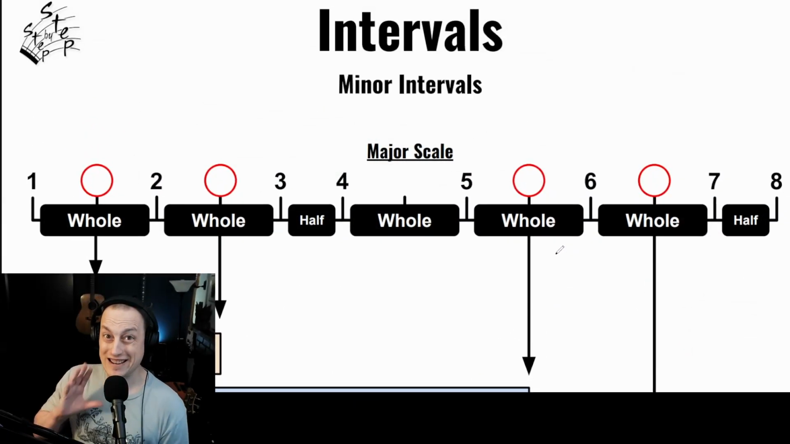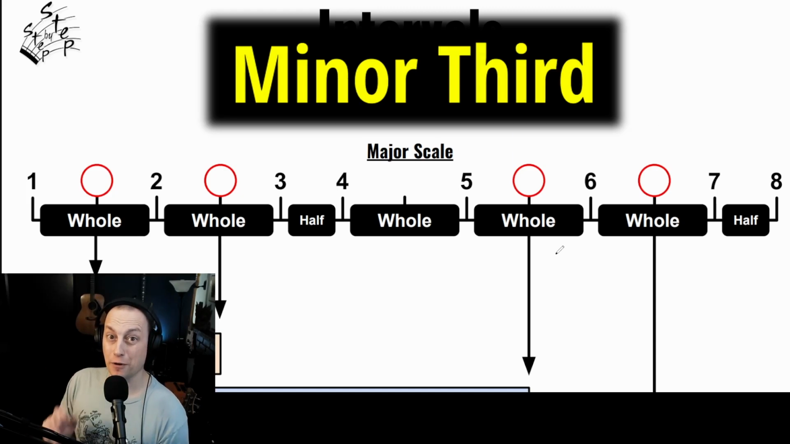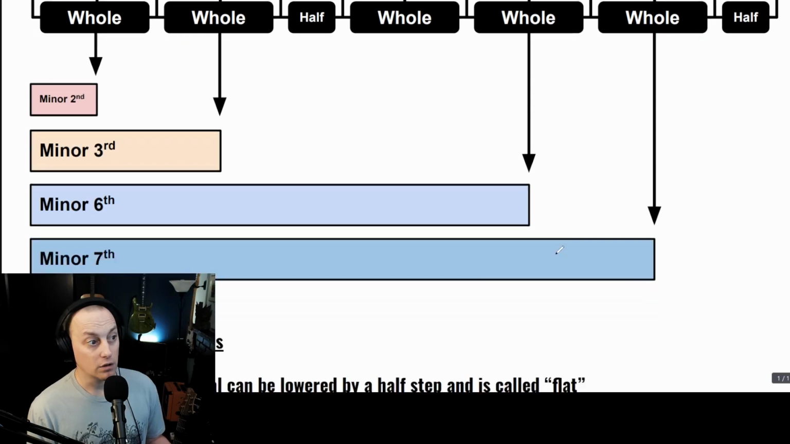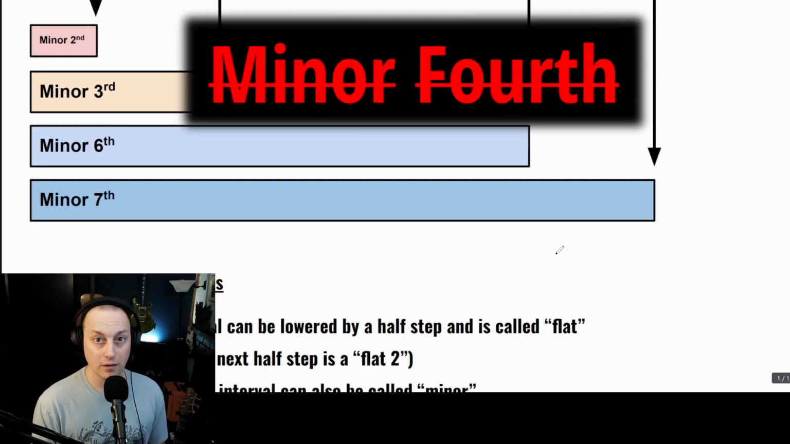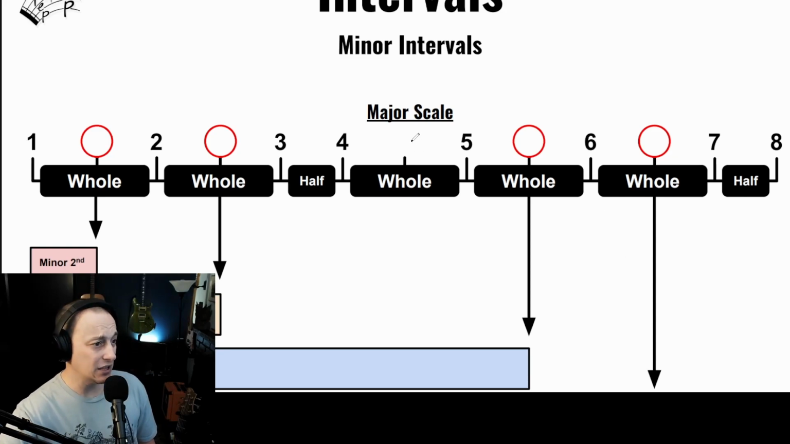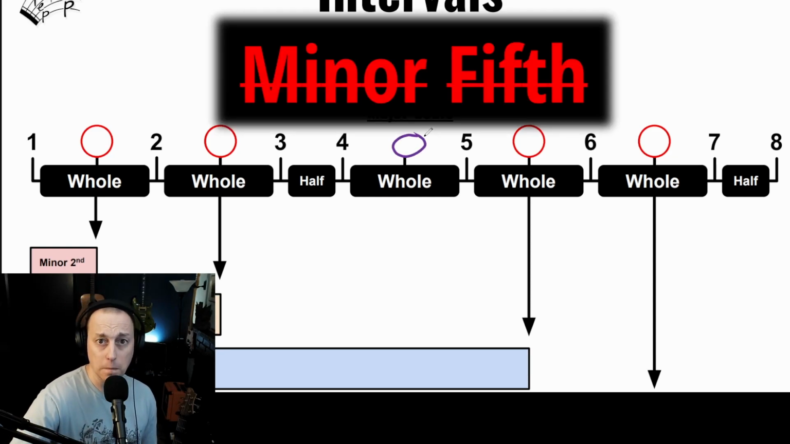Now I want to tell you what not to say. You can say minor second, minor third, minor sixth, minor seventh. What's missing from this sheet? There's no fifth. There's no fourth. There's no octave. I don't want to see you running around town irresponsibly calling this interval here a minor fifth.